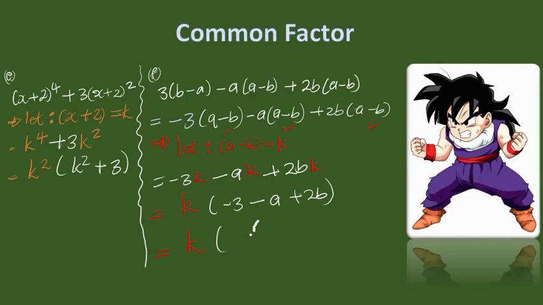So now here, I need to arrange this in order between a and b. Which one goes first? I have negative a going first, followed by the positive 2b. And lastly, I'll have negative 3. It's nice for expressions to be in order. We're good.